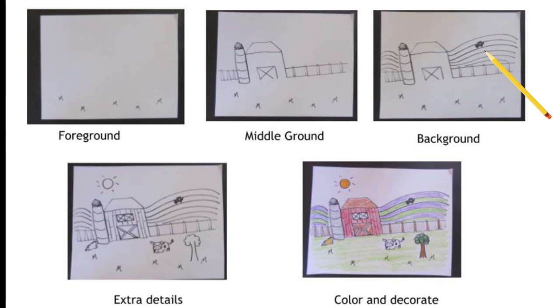For the background, we added rolling hills with lines for the various crops and a mini tractor. Other things might be a mini windmill or a small fence or another barn off in the distance. Now add any extra details you want. We added a cow, tree, a little hay, and sun. Color and decorate as you wish.